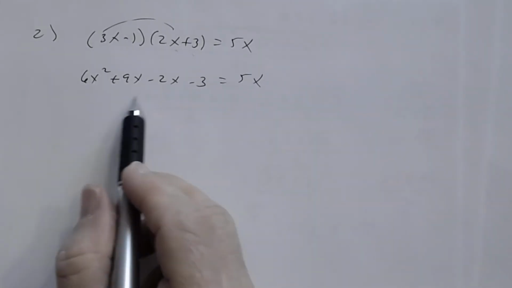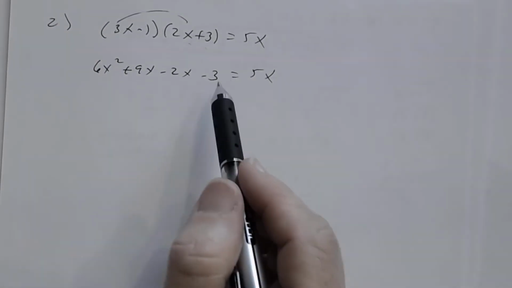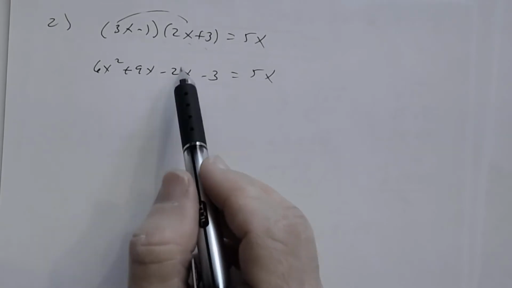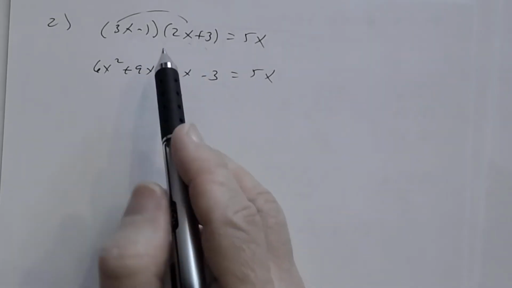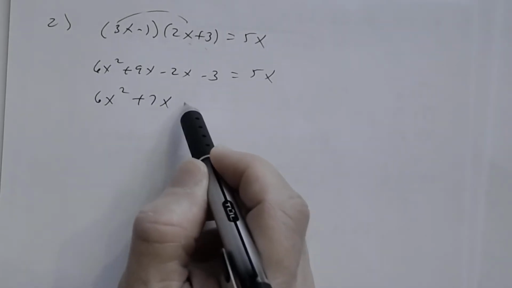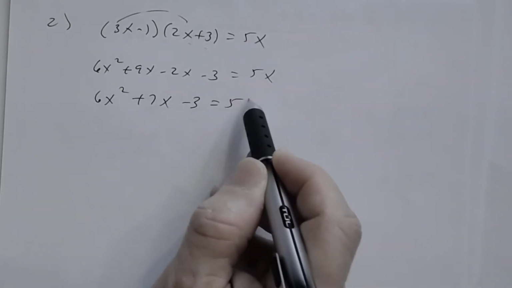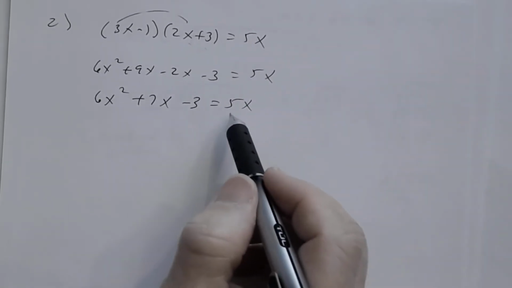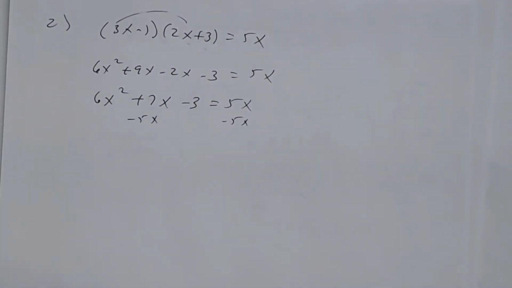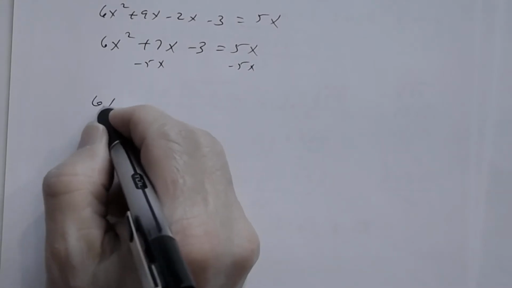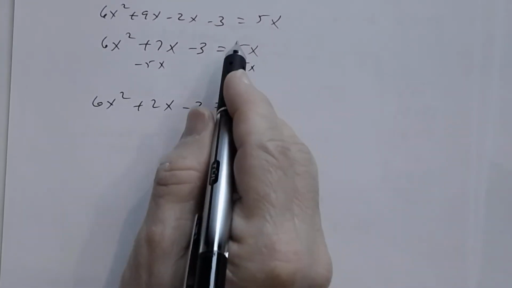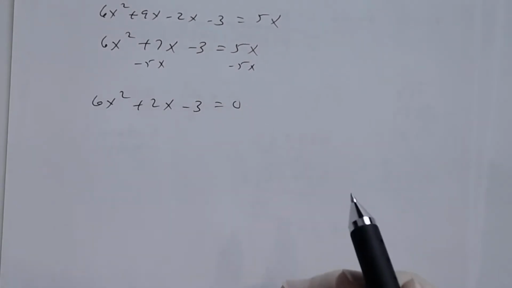Now let's combine like terms first. It's not in standard form. You must put it in standard form. But before we do that, let's combine these two like terms. So this becomes 6x squared plus 7x minus 3 equal 5x. Now to put it in standard form, we subtract 5x on both sides. And so then I get 6x squared plus 2x minus 3 equal 0, because 5x minus 5x is 0.